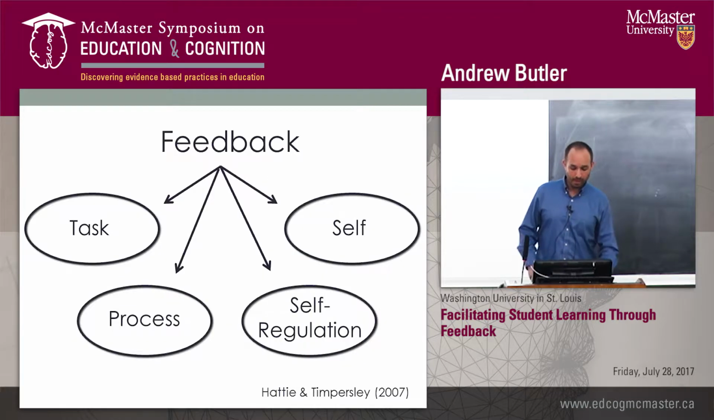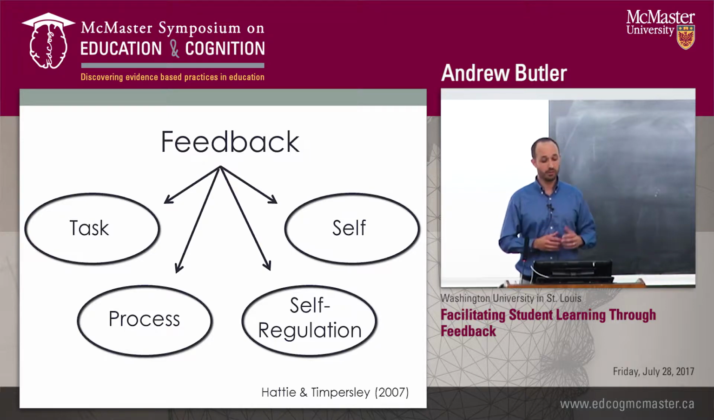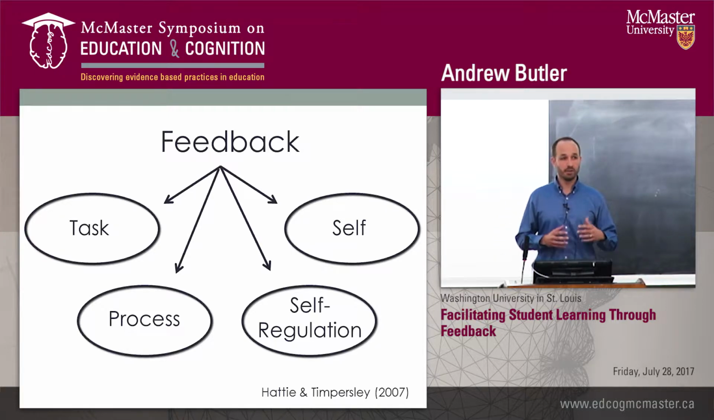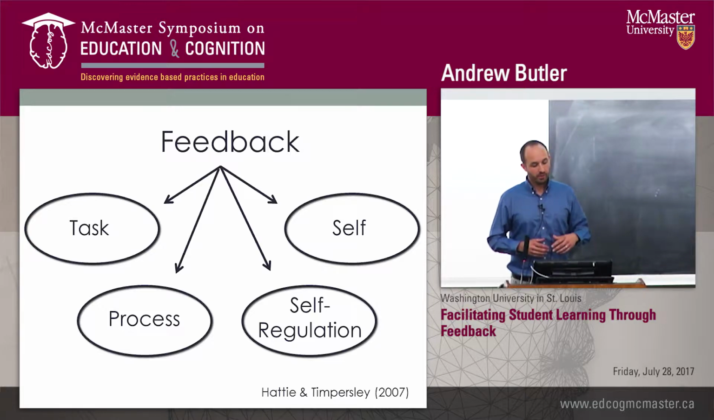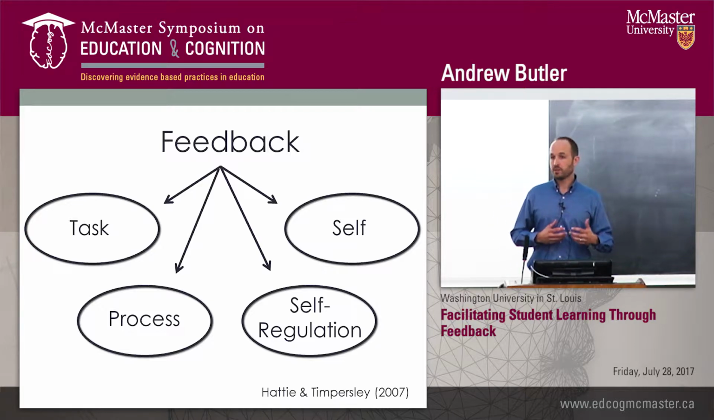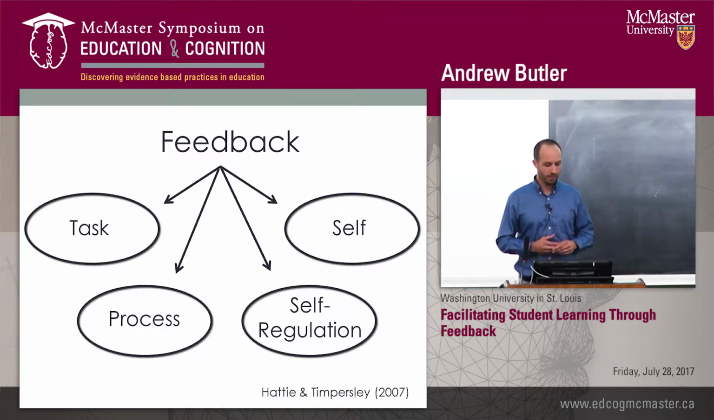When we think about feedback, this is a very big and broad thing. Feedback can be directed at the self. So it can be telling the learner, praising the learner, or disparaging the learner, right? And this is a controversial aspect of feedback that's not always effective. Feedback can be given on self-regulation, so students' metacognition, their ability to manage time, et cetera. Feedback can be directed at the process, so how a student is approaching a problem or an activity.